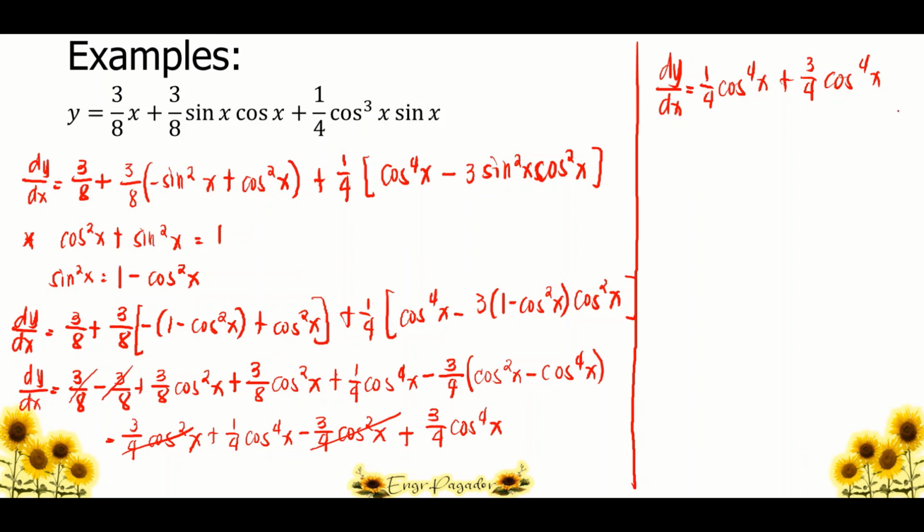So, we can combine this. 1/4 plus 3/4 is equal to 1. So, our derivative for the given function is equal to cosine raised to 4x. So, this is our final answer for the derivative of the given function in the example. So, that ends my lecture video on the differentiation of trigonometric functions.